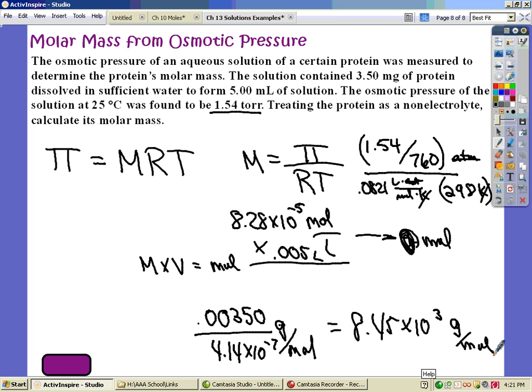So you can see out of these depressions and changes to things like osmotic pressure, we're able to come out of it with a molar mass, which is key for us because that's a way we identify substances, kind of like one of its fingerprints.